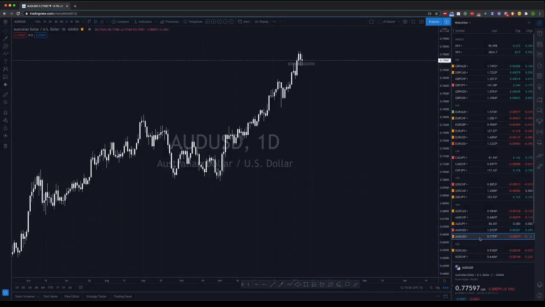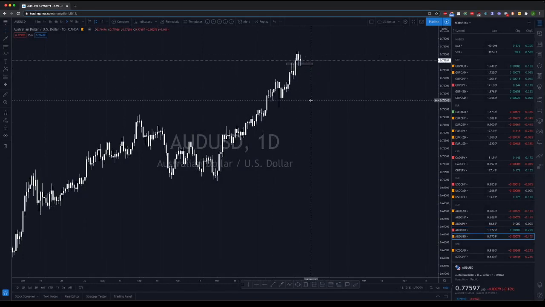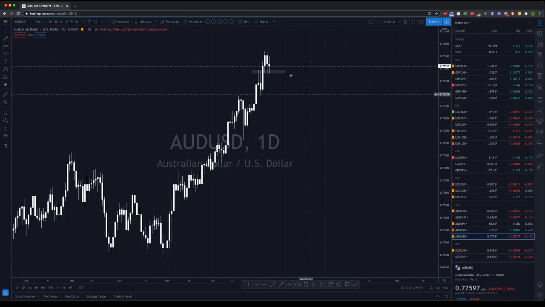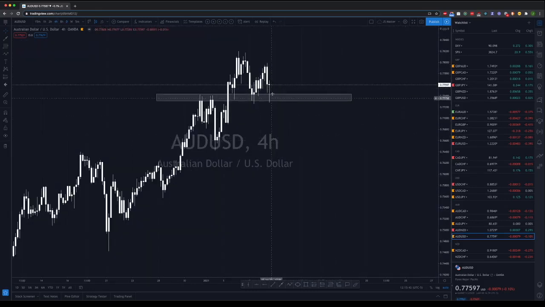AUDUSD, this is a trade that I took last week. I took it around this level. The price is still kind of at this level, but I don't know what we'll see. We could see price come back into the level. It already rejected it on Friday. You might see it bounce from here and push up. I just want to keep an eye on it to see how price is reacting.